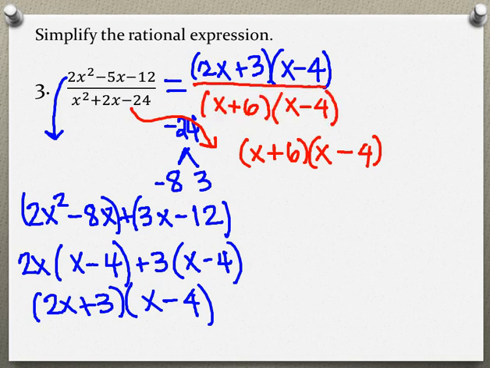Now once we've factored everything, we look for common factors that will cancel out. The top and bottom both have x minus 4. So the final answer will just be 2x plus 3 over x plus 6.